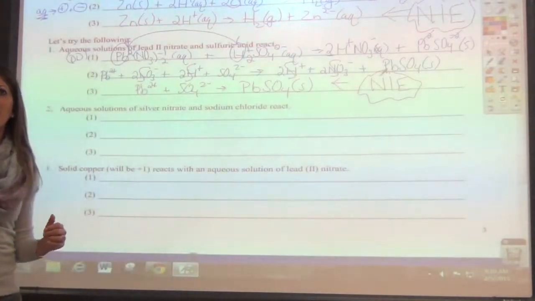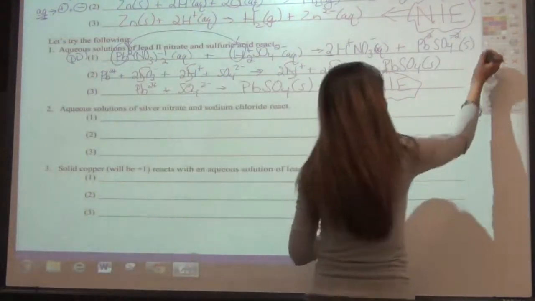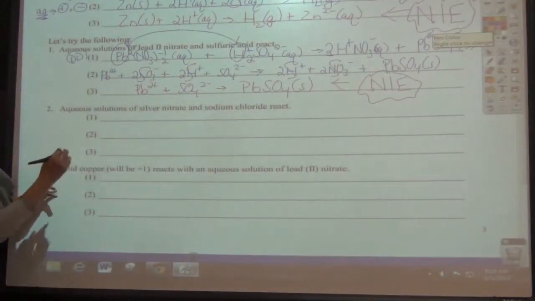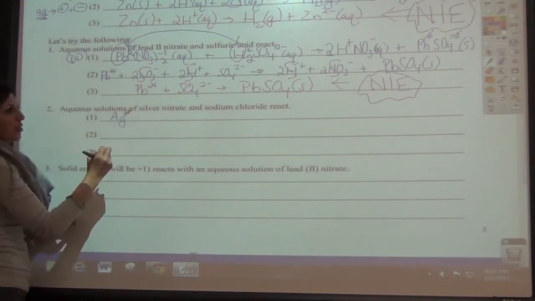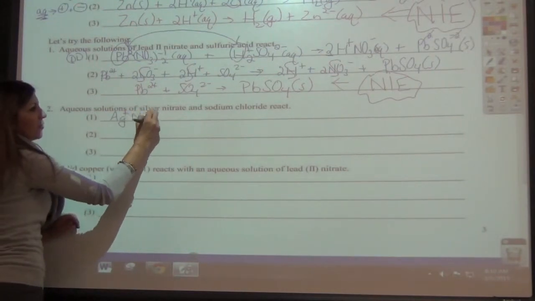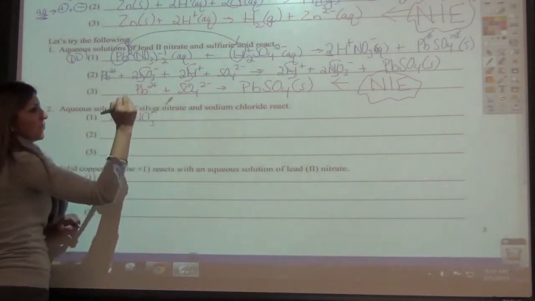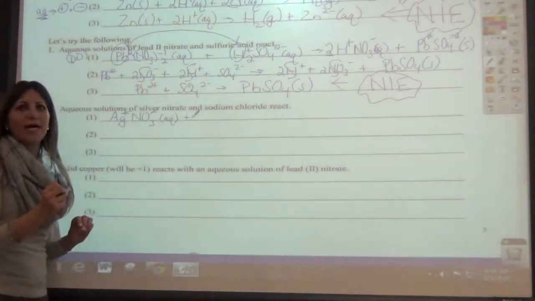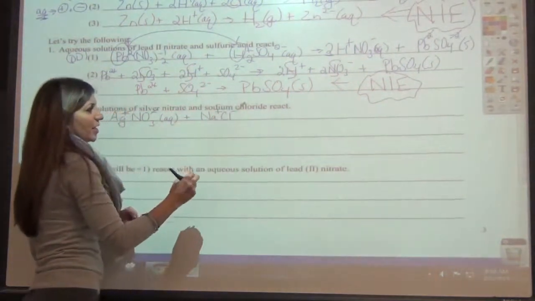Feel like you got it? Yeah. Let's try one more together. Let's see how we do. All right, so in this case here, we've got aqueous solutions of silver nitrate and sodium chloride. So silver nitrate is Ag with a plus charge. We know nitrate, we did that before, NO3 with a negative one. So what happens to a positive and a negative? They cancel out. And this says aqueous, and sodium chloride. Sodium's Na with a plus charge, and chloride is Cl with a minus charge.